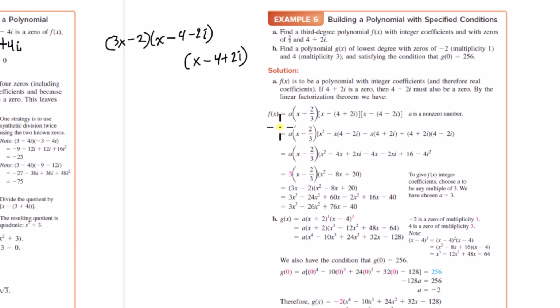They put an a out front because you can put any constant out front that you want. They multiply all this out, and there it is. They choose a equal to 3. And then here, find a polynomial of lowest degree with zeros of, and we're going to work a bunch of examples like this.